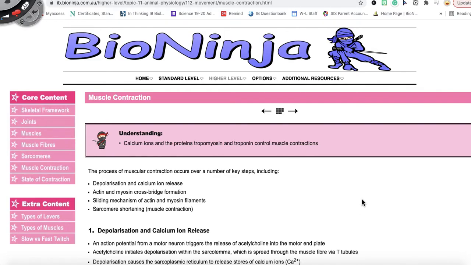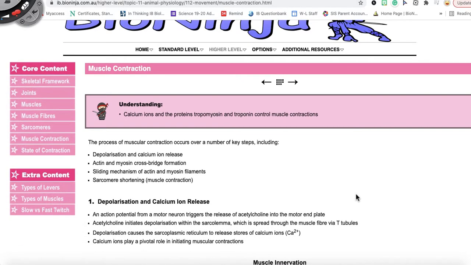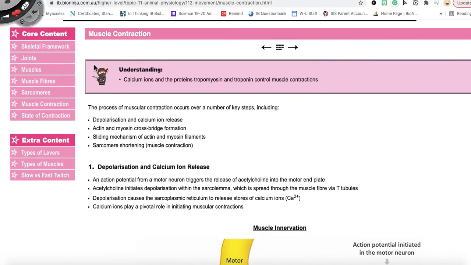Hello students, today we are continuing with 11.2 and we are looking at muscle contraction. So the essential understanding is right here. It talks about how calcium ions and the proteins tropomyosin and troponin control muscle contraction. Something important for you to realize is that these two proteins, tropomyosin and troponin, are found in the thin filament known as actin. Also, calcium ions are released via a depolarization of a nerve and through an action potential.